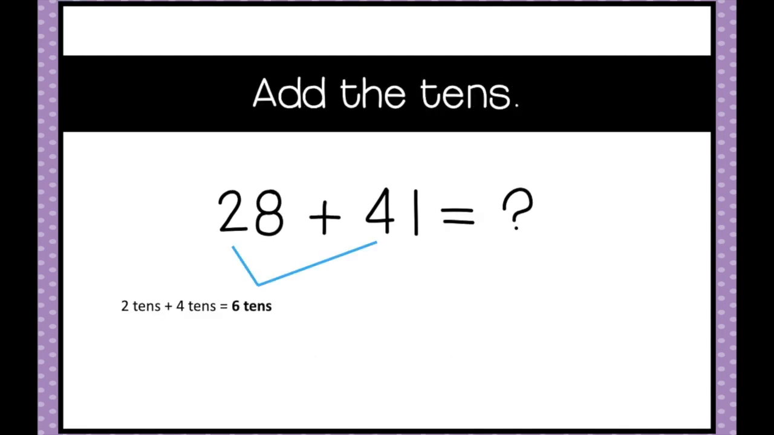First, we can add the tens. We know that 2 tens plus 4 tens equals 6 tens. Then we add the ones. 8 ones plus 1 one equals 9 ones.